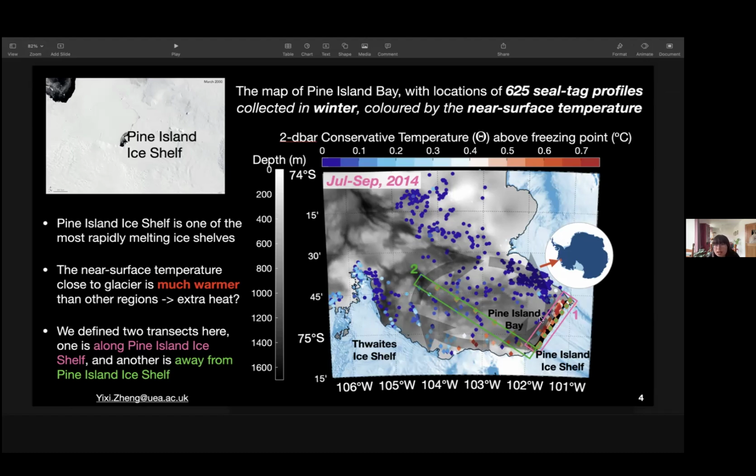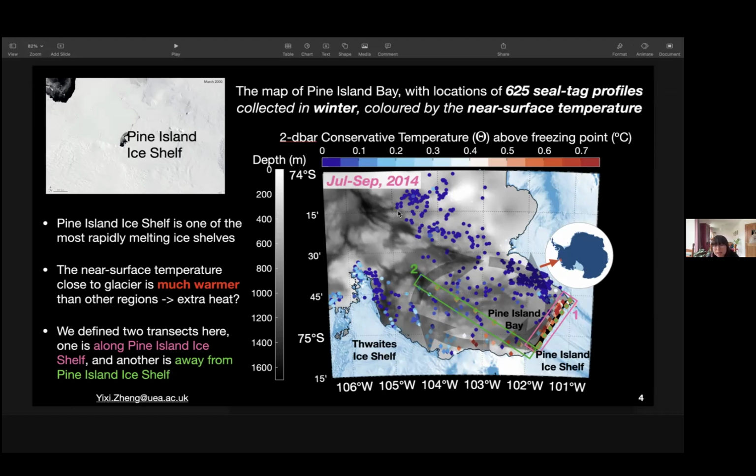And there are more than 600 profiles within just one season. For many people here, you might know that for an Antarctic cruise, normally we can collect about 200 or sometimes 300 profiles at the maximum. But for the seals, they can collect a lot of data in this incredible season.